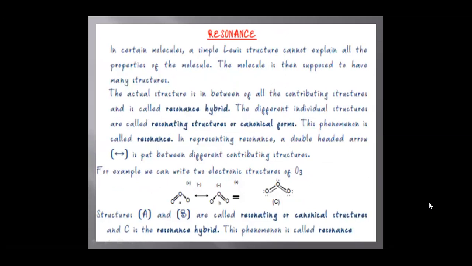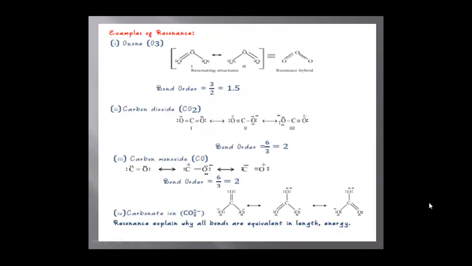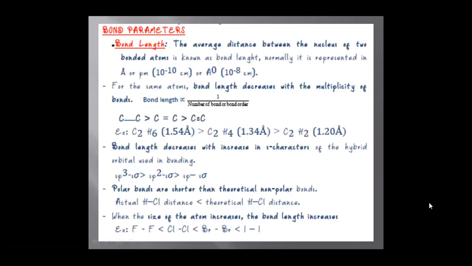Resonance. The actual structure is in between all the contributing structures and is called a resonance hybrid. The different individual structures are called resonating structures or canonical forms. This phenomenon is called resonance. Examples of resonance: ozone, carbon dioxide, carbon monoxide, and carbonate ion can exhibit resonance. Resonance explains why all bonds are equivalent in length and energy.